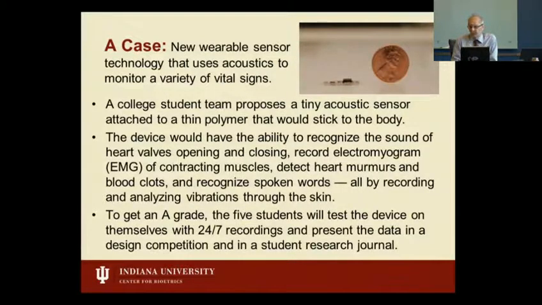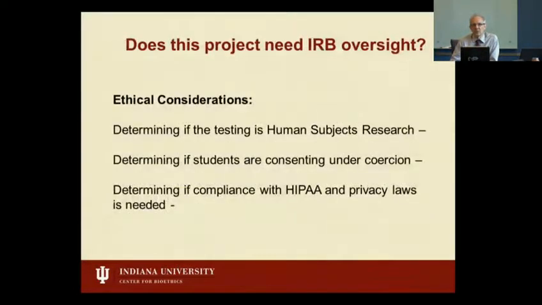So some of the issues that come up are, is this human subjects research? Are the students themselves human subjects? It's a class. It's being presented in a design competition and a student research journal. Is that generalizable knowledge? Is it really research-based? And then the other issue is whether the other students are consenting under coercion, because they're trying to get an A in the course, and collecting this data is really important to proving that they've got a functional device, that they've done their engineering well.